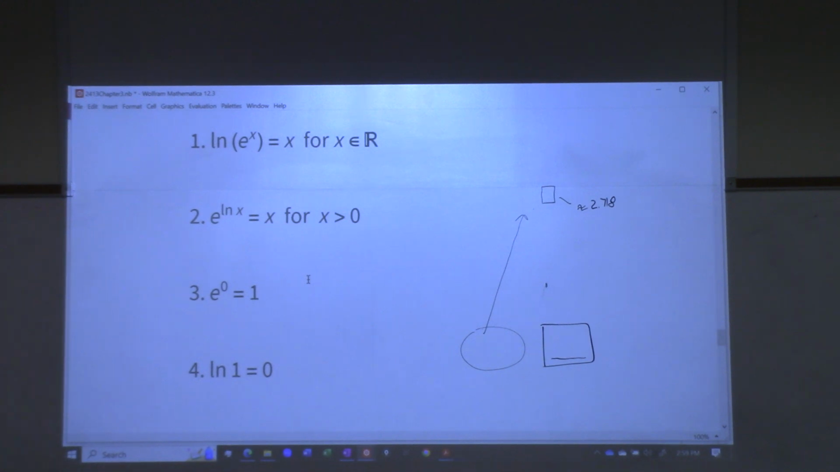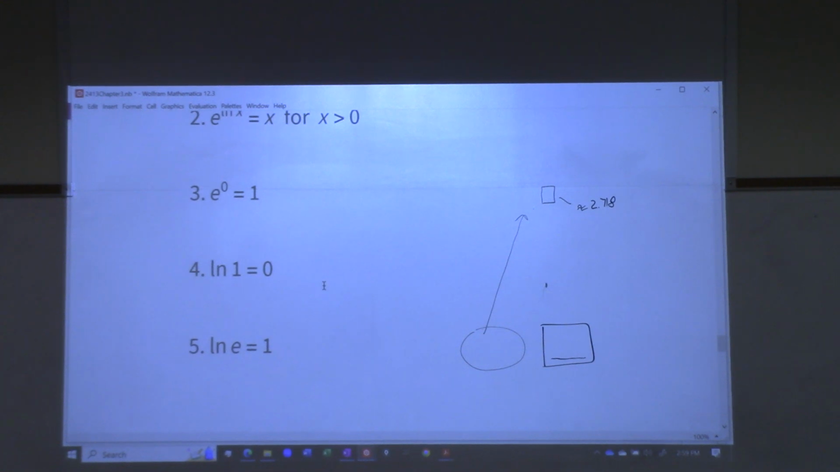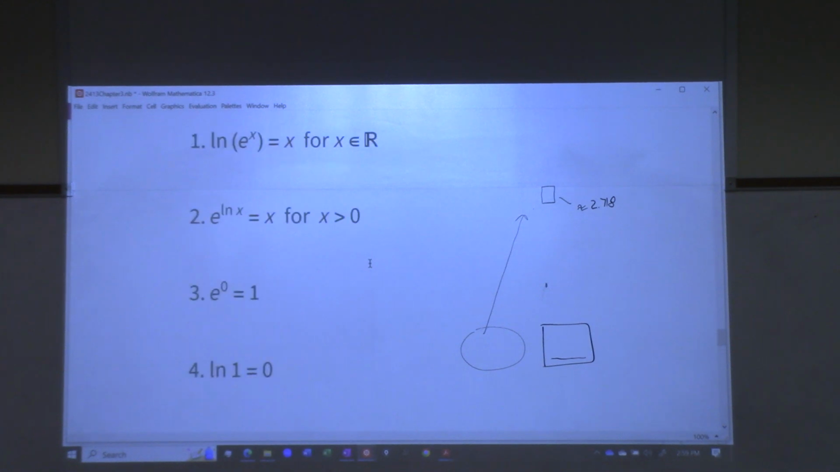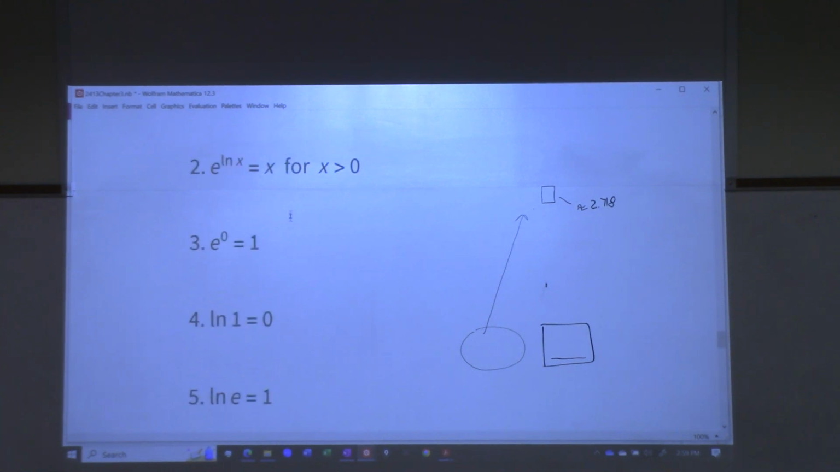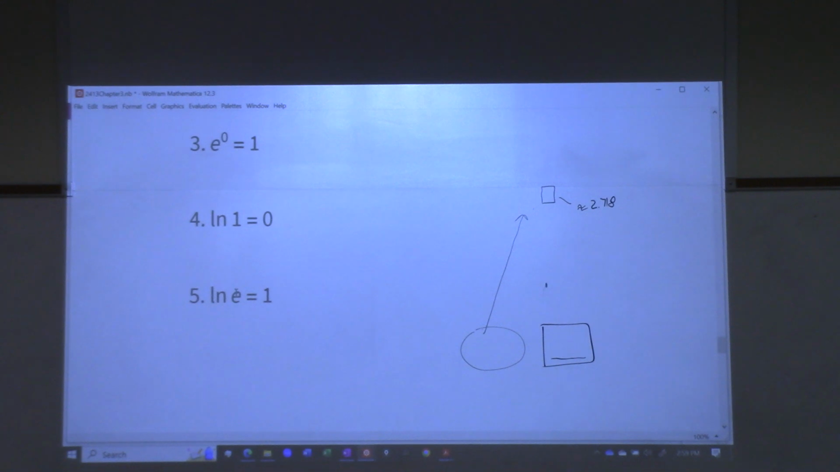Everyone here should be comfortable with those. And then natural log of e is 1. That's actually the first property. Imagine that the x was a 1. If that x was a 1, then the answer would be 1, right? Well, that's what's happening here. That's e raised to the first power, so the answer is the power.